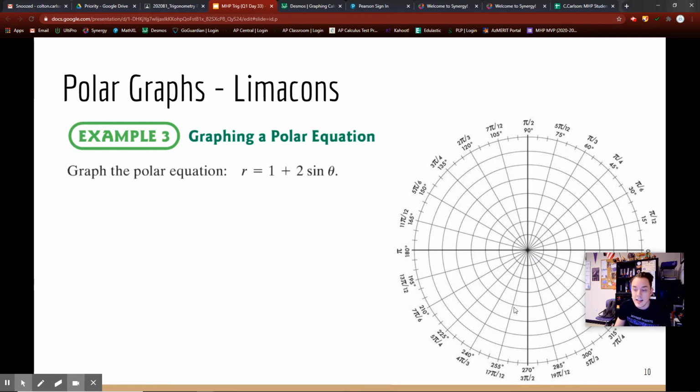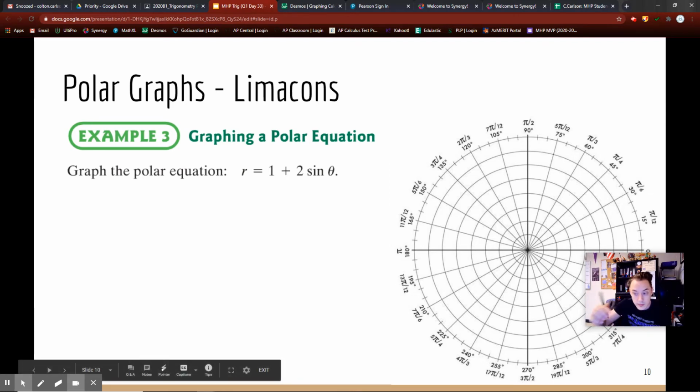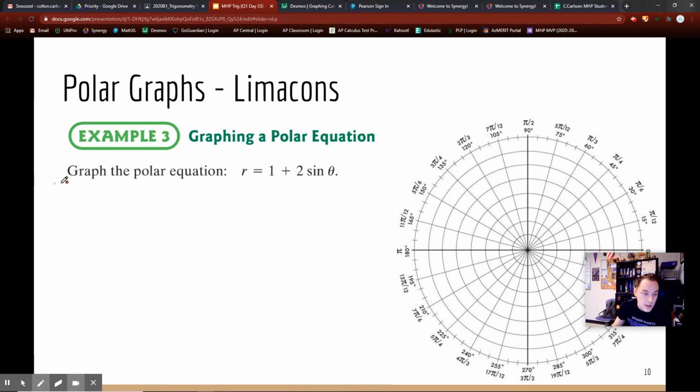So I notice it's sine. That means I know it's going to be vertical, up and down. So let's go through the test for symmetry first and then go to town. For the test for symmetry, the first thing I want to ask is, what about the polar axis? Is this symmetrical to my polar axis? My polar axis says that I can take theta, put a negative theta there, and if I get the same equation back, that means it is symmetrical.